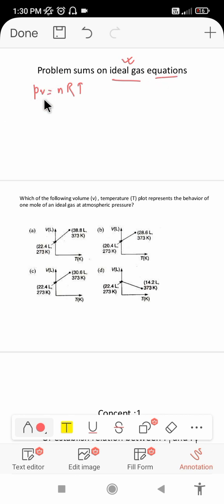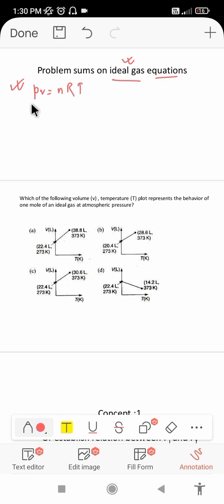So before jumping into the problem, let us just recapitulate. PV equals nRT, where P, V, n, R, T, all these five entities carry the usual meanings as explained in the textbook.